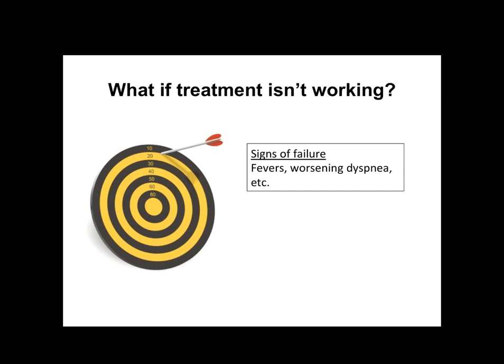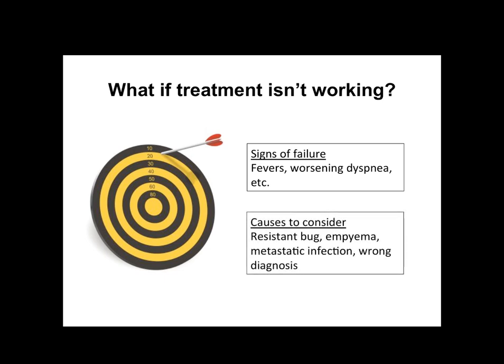Now, a big question to consider is, let's say you've done all of the stuff I've described to you, and it's not working. The patient is still having lots of fevers, they're getting worse in some way. What should you think about? Well, you should think about resistance, you should think about collections of infection, like an empyema or an abscess that you haven't drained. Metastatic infection, maybe that pneumonia has spread someplace else, a spinal osteomyelitis. Or maybe that's not pneumonia, maybe they have heart failure or a rheumatological condition or sarcoidosis, whatever it is.